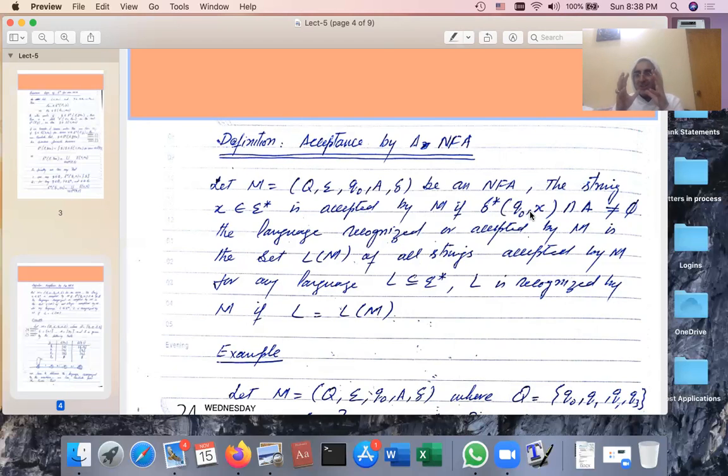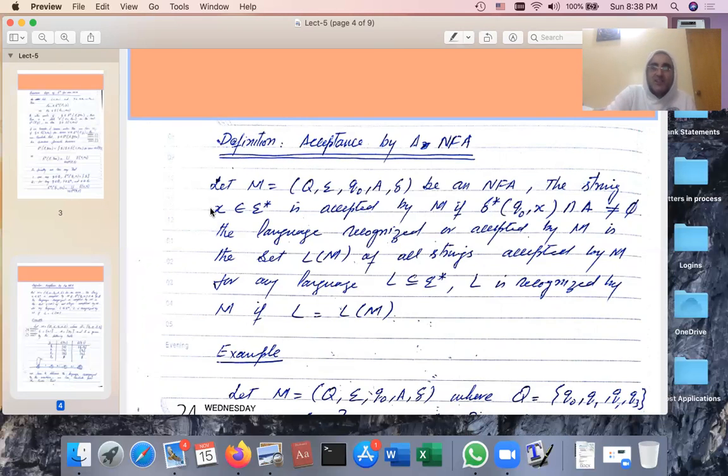Hopefully most of the students have this understanding, because this is the intersection with the state, and on the right hand side we have the set of final states, and we are taking the intersection, which means that a final state must be part of the resultant set. So if that set is not equal to an empty set, then it means we are at a final state of this NFA, and then the string is accepted. So this is acceptance of an NFA.